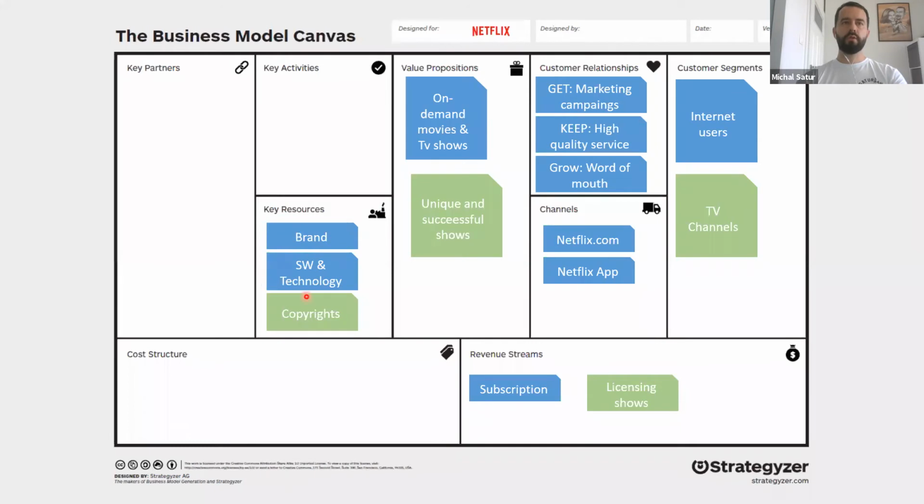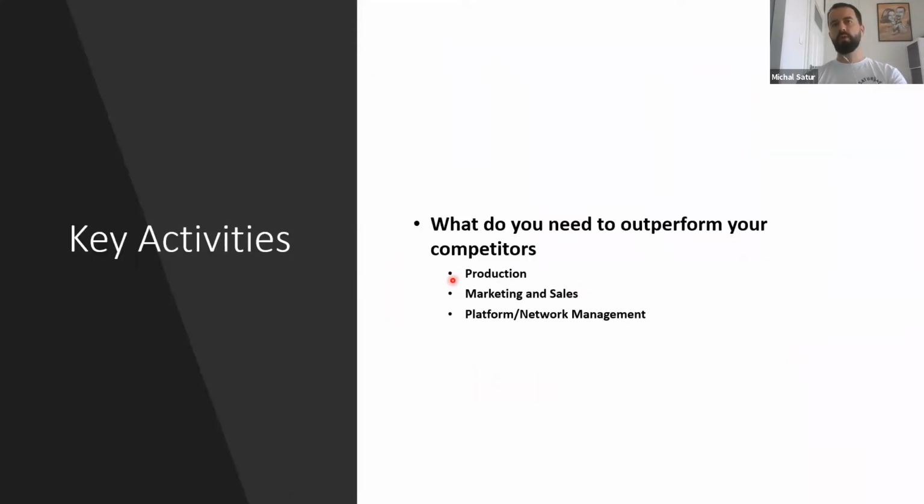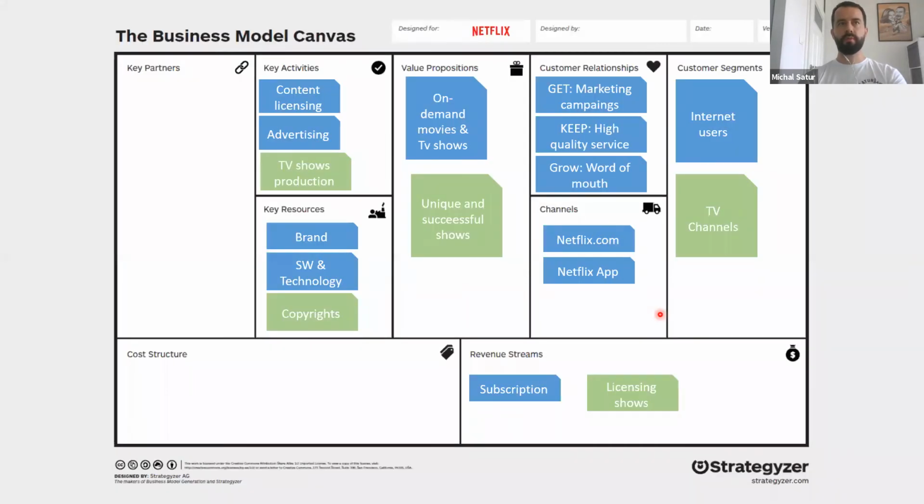Also, a key resource of Netflix is software and technology, which they've got working pretty well. And for the B2B customers, the copyrights are very important. So let's get to the key activities. Like, what do you need to outperform your competitors? If you are selling goods, you need some production, you need marketing and sales. And for example, you can also sell your product via network market management or platforms.